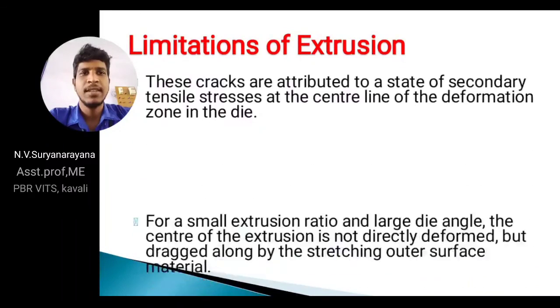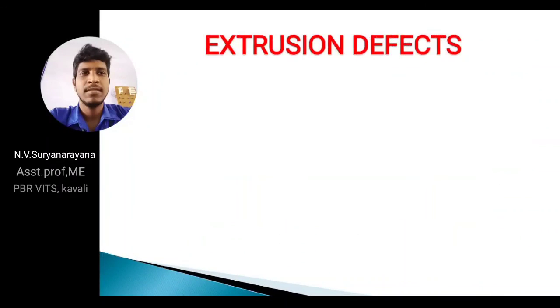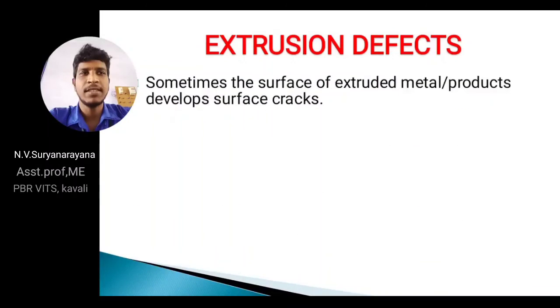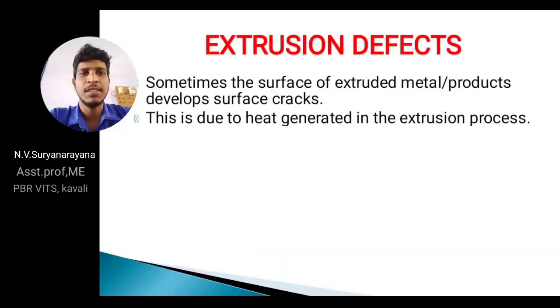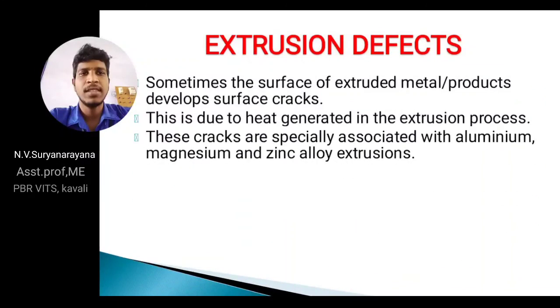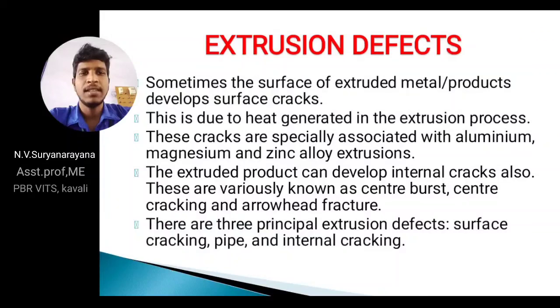Next, extrusion defects. Sometimes the surface of extruded metal products develops surface cracks. This is due to heat generated in the extrusion process, and the extruded product can also develop internal cracks. The principal extrusion defects are surface cracking, pipe, and internal cracking.